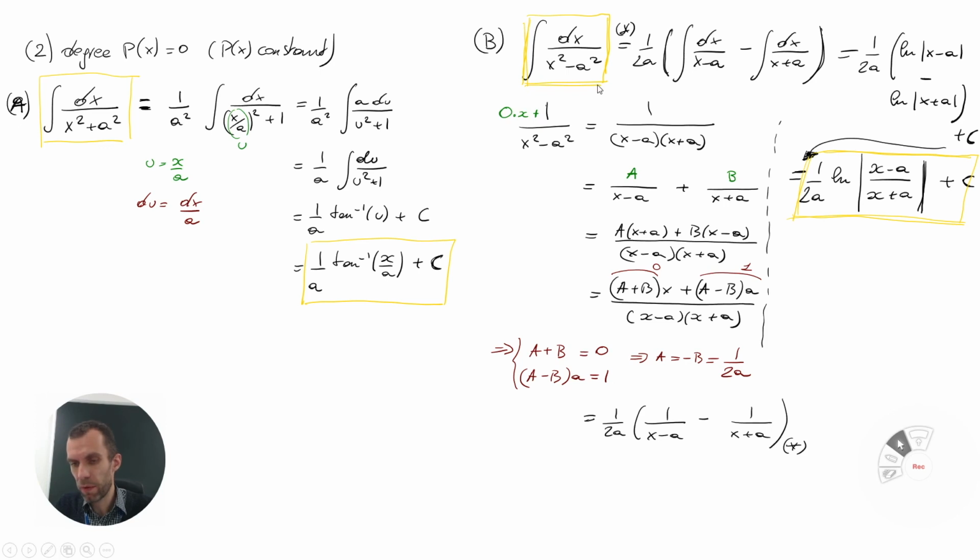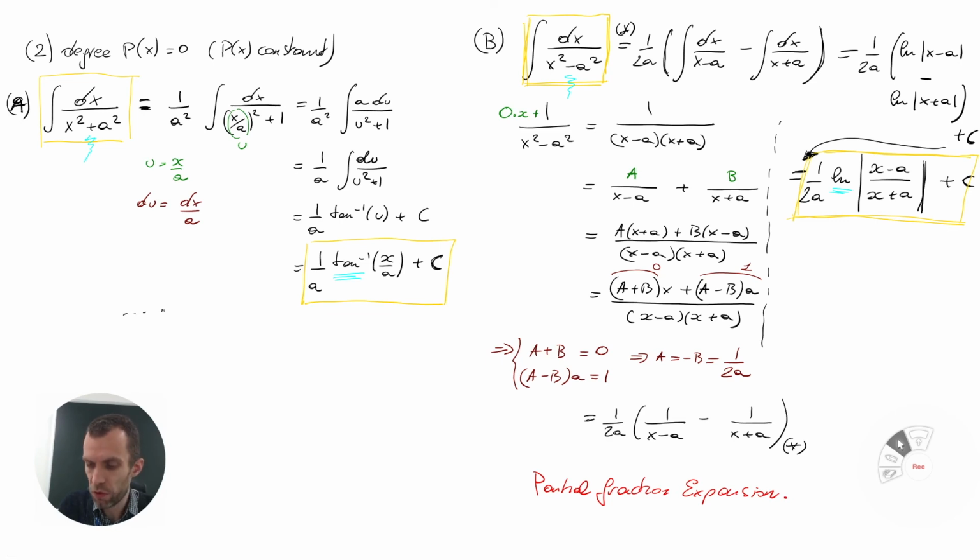So keep in mind that the results are qualitatively very different depending on whether or not you have a plus or a minus. So in one case you get an inverse tan, and in the other case you get a logarithm of a fraction. So this kind of decomposition is called a partial fraction expansion, and will be the subject of the next video.